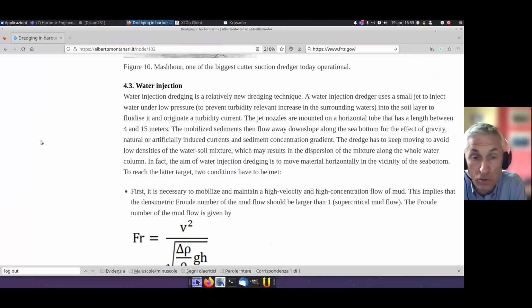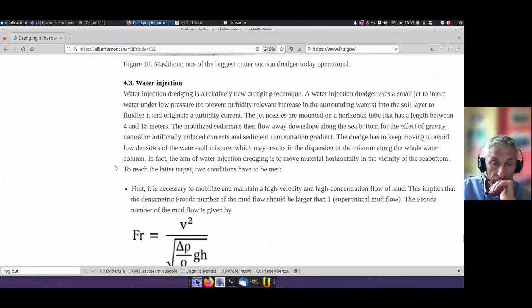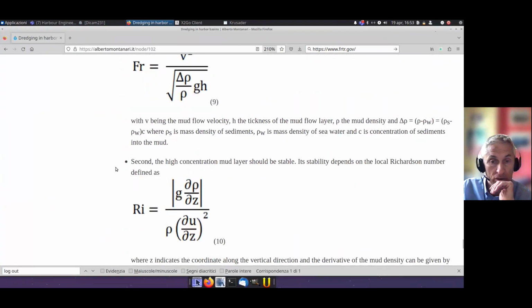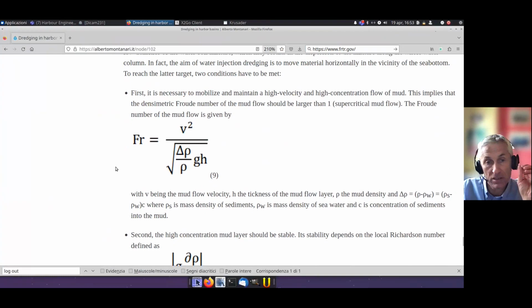Gravity, and also the effect of naturally or artificially induced currents and sediment concentration gradient. The dredge has to keep moving to avoid low density of the water-soil mixture, which may result in the dispersion of the mixture along the whole water column. Here there is a description of some parameters that we need to ensure reach target values.